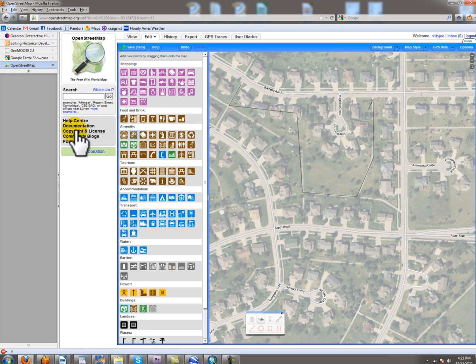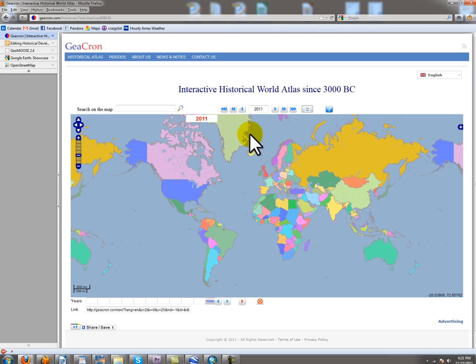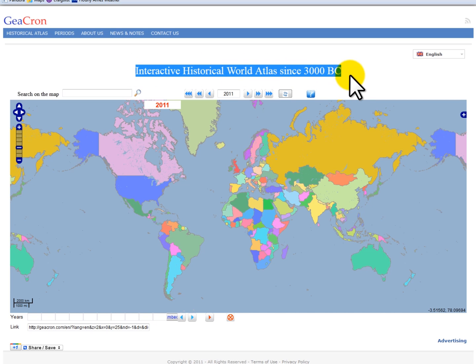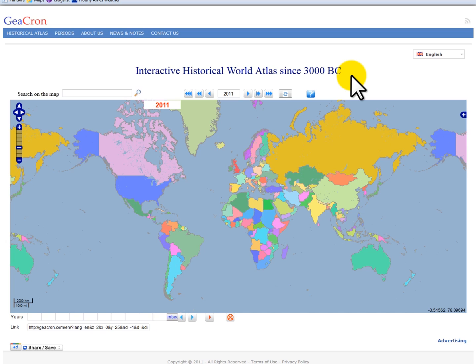Another one is Geochron. This is based in Spain, I believe. These people have created a comprehensive political world map going all the way back to 3000 BC to the present day. It has a lot of detail, and it was done with a lot of academic help and etc.